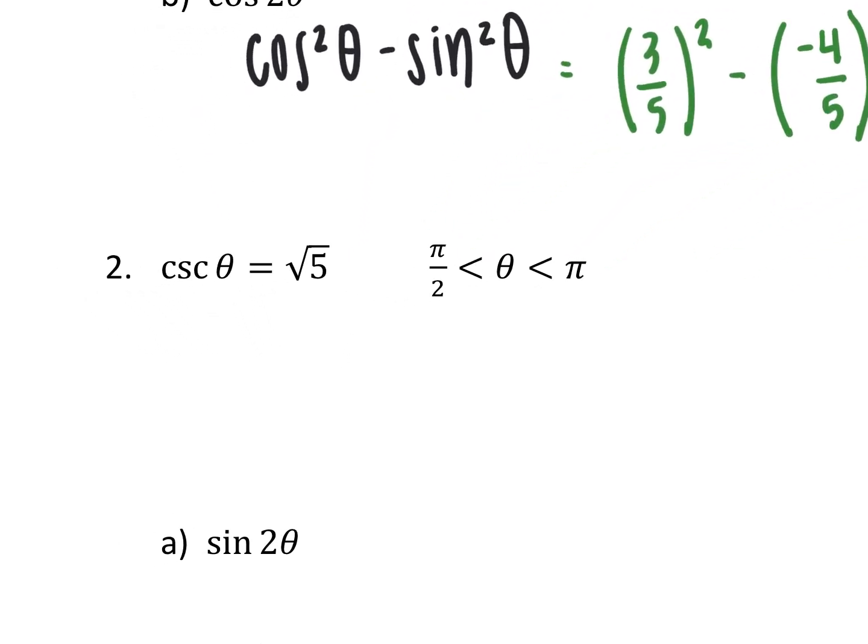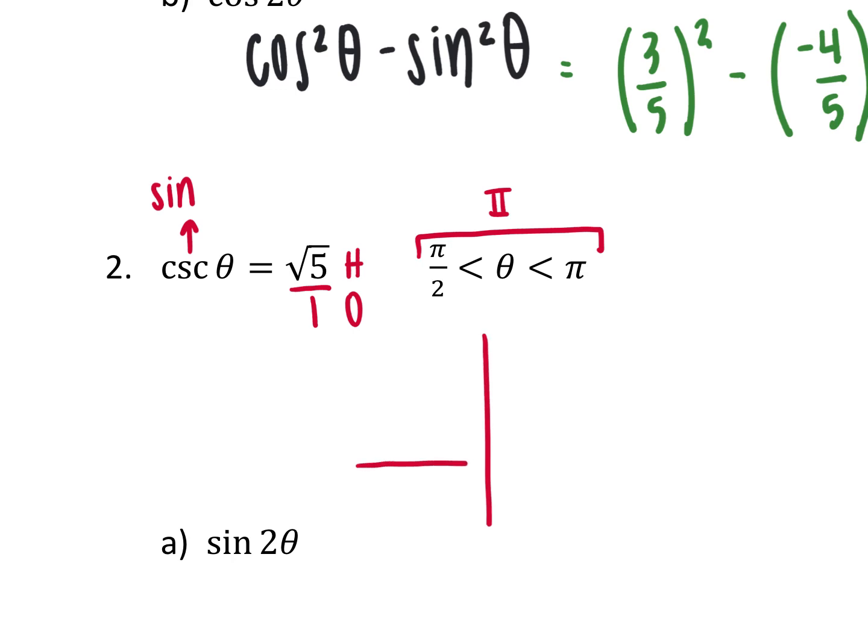Number 2, we're given that the cosecant of theta is root 5. We're going to put that over 1 and remind ourselves that cosecant is related to sine. It's the reciprocal of sine. So we should have the hypotenuse over the opposite. We're also given that theta is in between pi over 2 and pi. So we are now in the second quadrant.